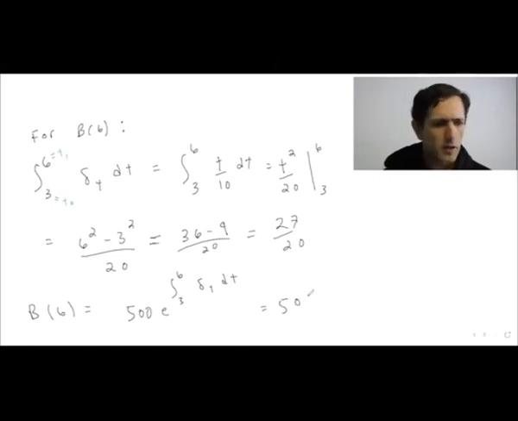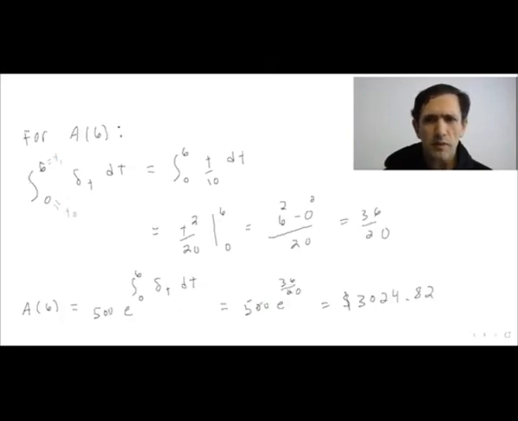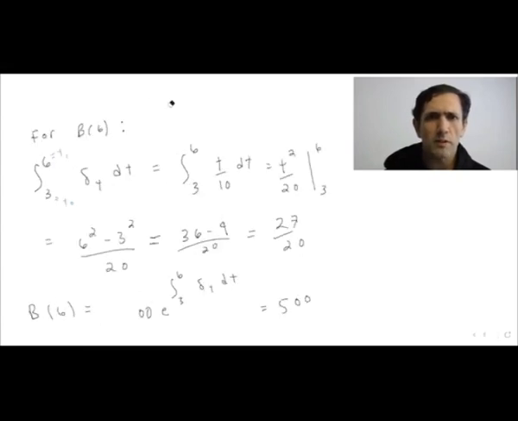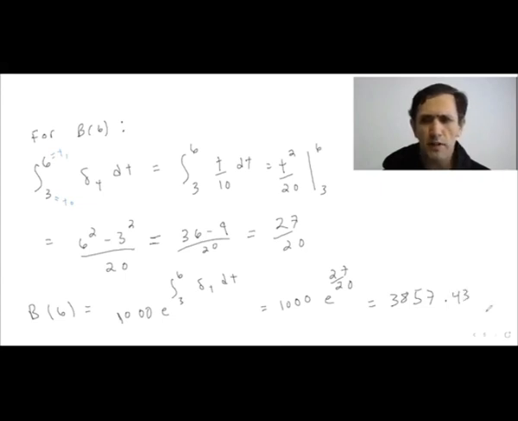And we got this integral to be 27 over 20. So 500, sorry. The initial deposit was 500. The second deposit is 1,000. Apologize for that. So it's 1,000 e to the, we computed this integral to be 27 over 20. And so this is going to be 3,857 and roughly 43 cents.